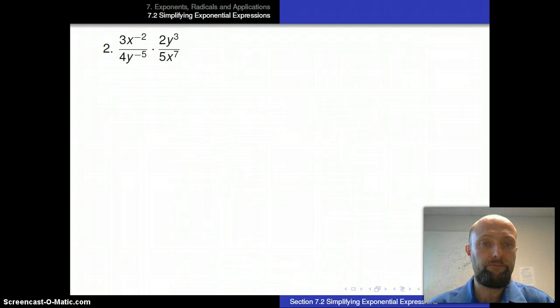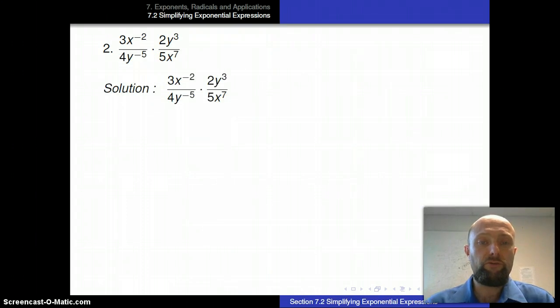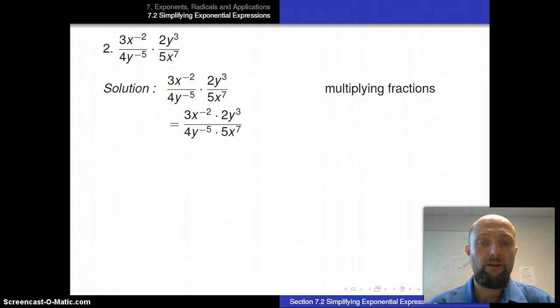Question 2. Using our rules, we first find out that we have to multiply these fractions. We multiply fractions by multiplying the numerators and the denominators. Now we can simplify a little bit. 3 times 2 over 4 times 5, and then we have x^-2 times y^3 over y^-5 times x^7. We can combine these factors by using the quotient rule.